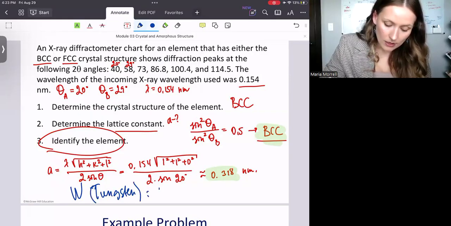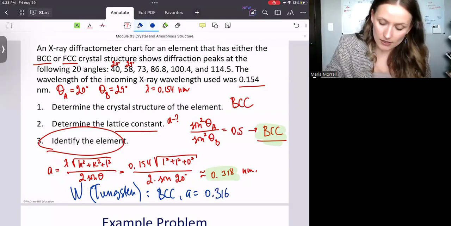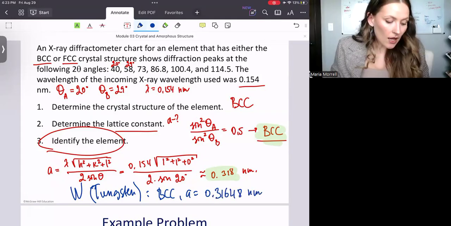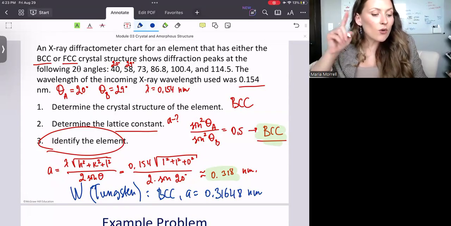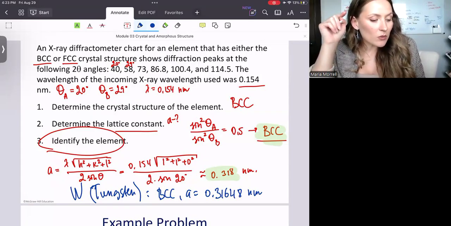Well, because it is BCC and the a is 0.31648 nanometers. I do not see anything closer than that. However, I almost skipped it. I almost skipped it with my eyes. Hopefully, somebody did look at it.